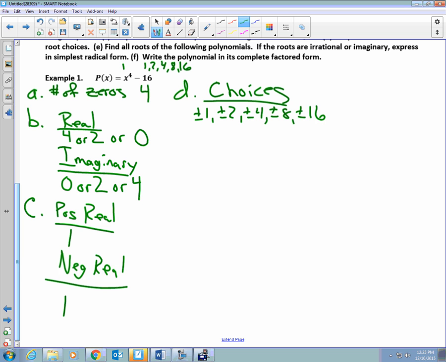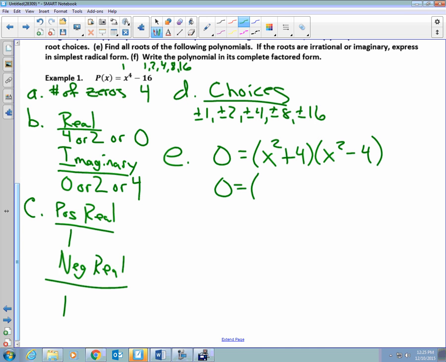Now, before we actually use those, let's try to decide, does this factor or not? Yes, it does. So I don't need to use the rational roots theorem, at least not yet. So for E, let's actually find all the roots, and let's start by factoring. How does this factor? Good. Does the x squared plus 4 factor? Does x squared minus 4 factor? So therefore, you have solutions of negative 2 and positive 2.